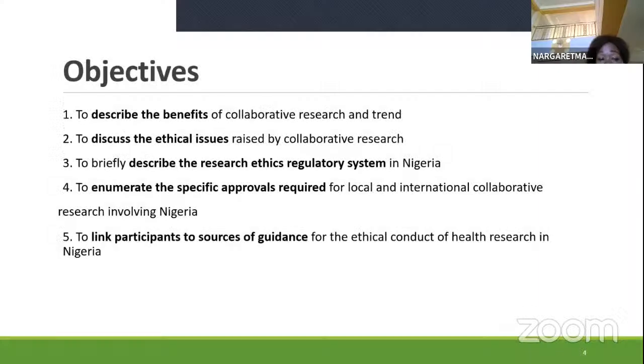involving Nigeria, and then to link participants to sources of guidance for further knowledge. Next slide, please.